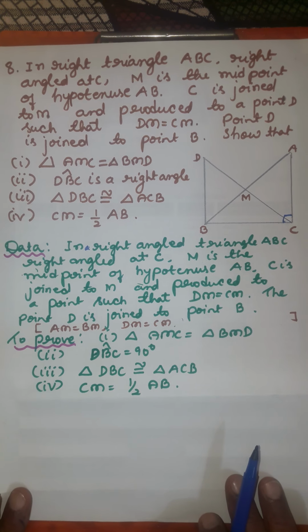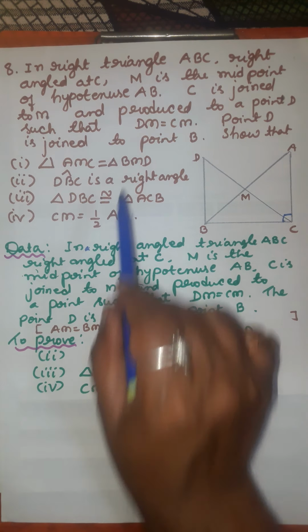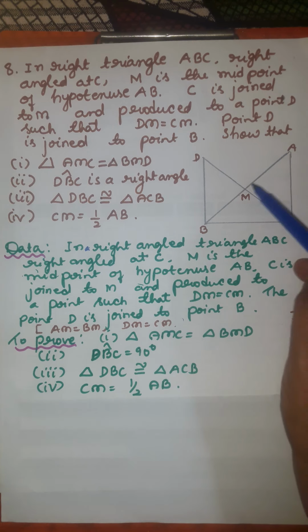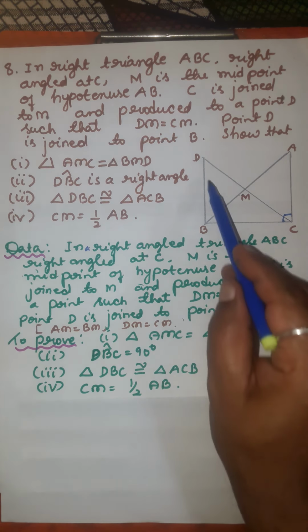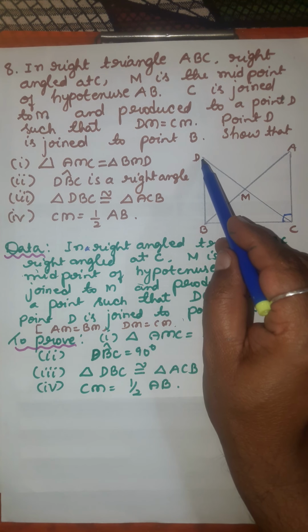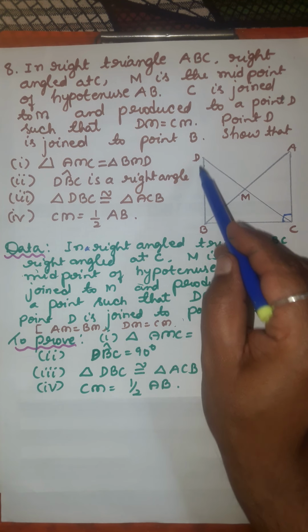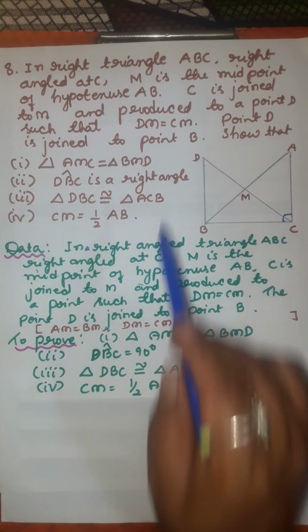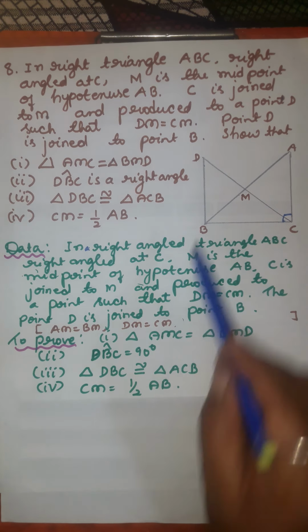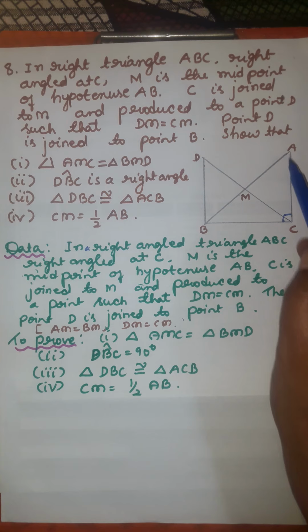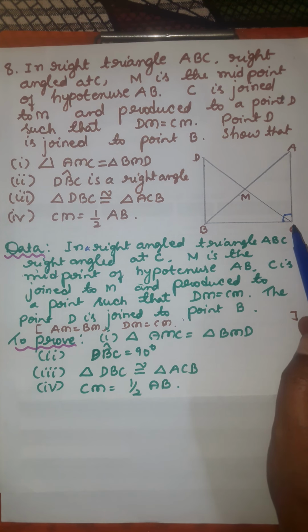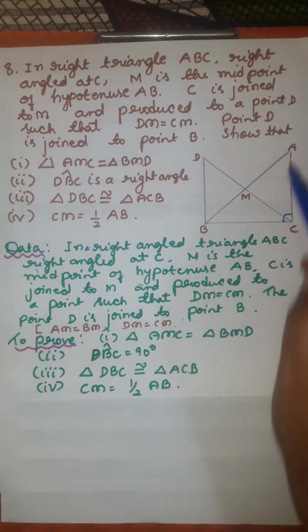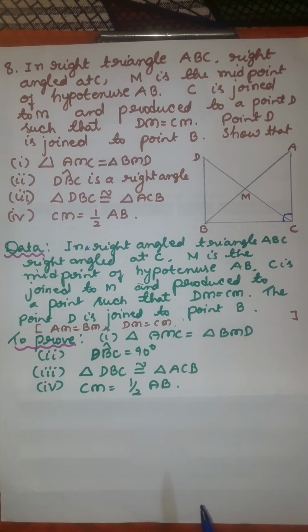Now what we have to prove? Triangle AMC is equal to triangle BMD. Then second, what we have to prove? Angle DBC is equal to 90 degrees, or a right angle. Third one is triangle DBC is congruent to triangle ACB. Then fourth, CM is equal to half of AB. So these are the four things we have to prove.